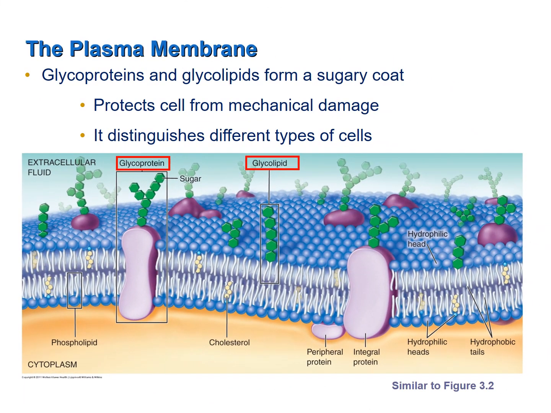Some phospholipids of the plasma membrane also have a carbohydrate component attached to them and are referred to as glycolipids. The carbohydrate components of glycolipids and glycoproteins extend from the extracellular surface of the plasma membrane and form a sugary coat. This sugary coat has several important functions. One is to protect the cell from mechanical damage. The sugary coat sort of acts like a bumper.